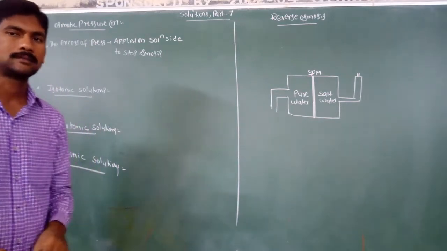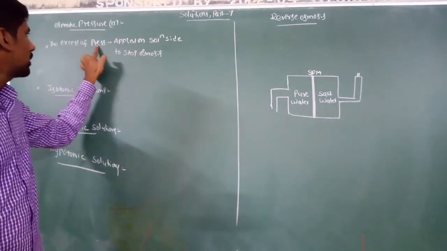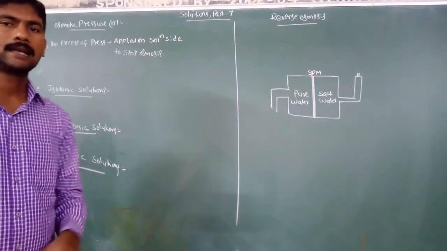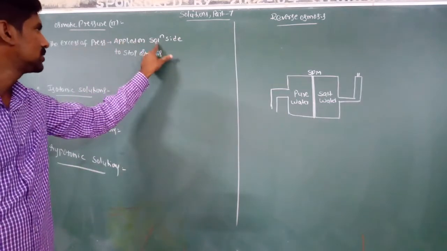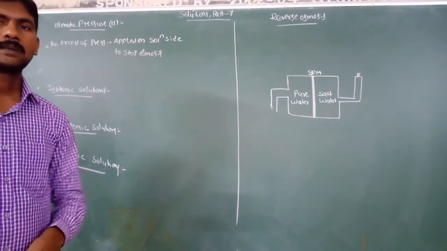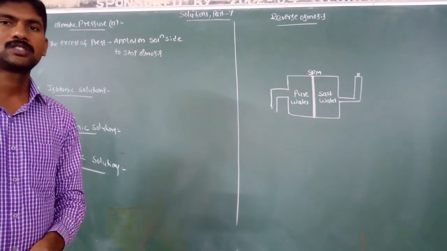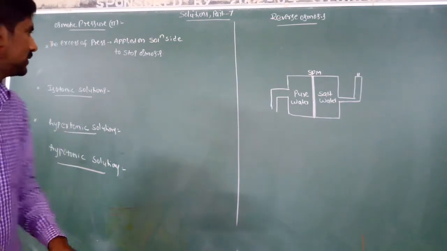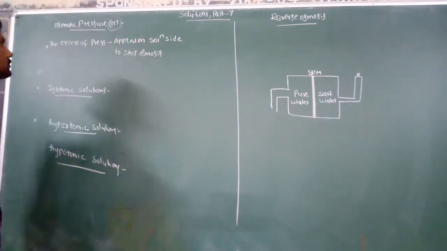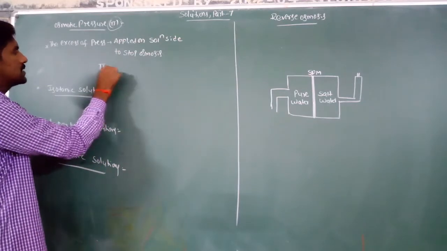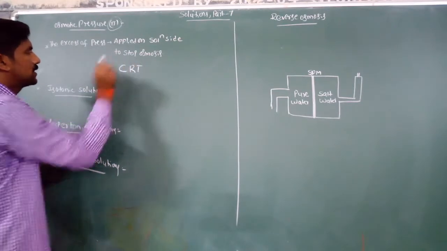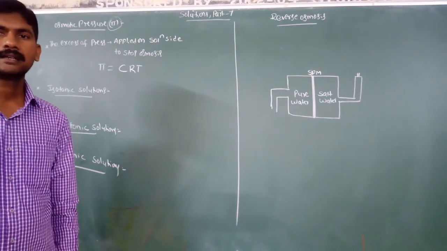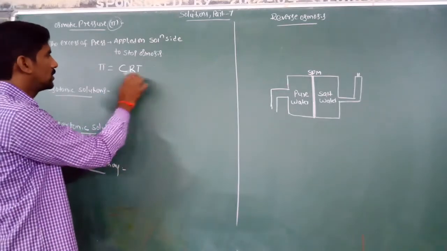What is osmotic pressure? It is the excess of pressure which must be applied on the solution side to stop the osmosis process. It is denoted by the symbol pi. The mathematical expression is pi is equal to CRT, where C is concentration, R is gas constant, T is temperature.